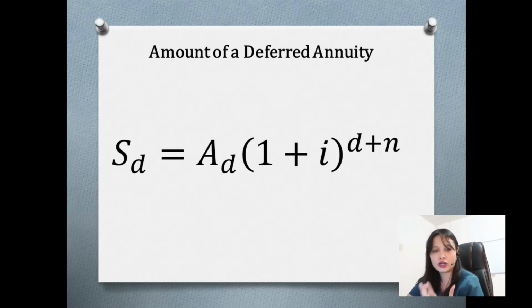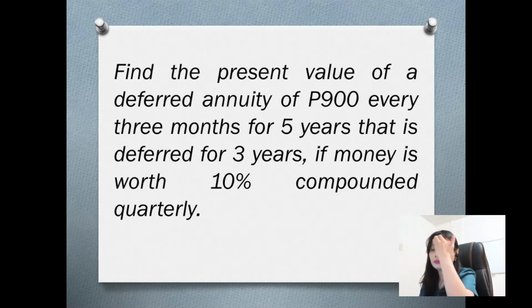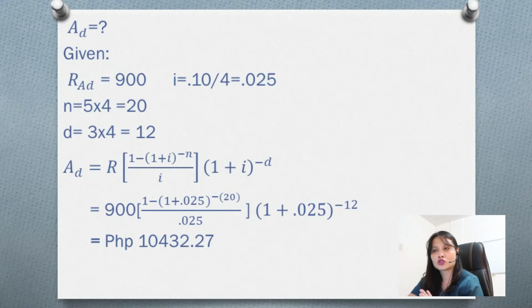Okay? So for example, in number 1, find the present value of a deferred annuity of 900 every 3 months for 5 years that is deferred for 3 years, if money is worth 10% compounded quarterly. So in this particular problem, we need to solve for the present value of a deferred annuity. How do we do that? The unknown is the present value of the deferred annuity.